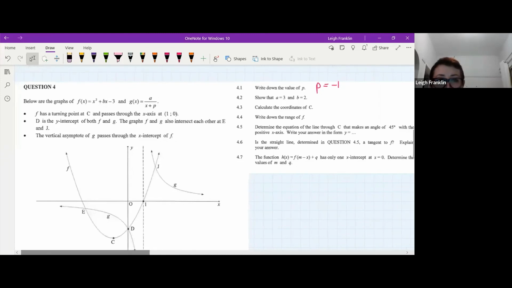So, showing that A is equal to 3 and B is equal to 2, can we sub in D, says Kanisile? Absolutely, we can. That would be allowed, not a problem at all. Why don't you guys try that? Yes, you can use point D, that's not a problem.